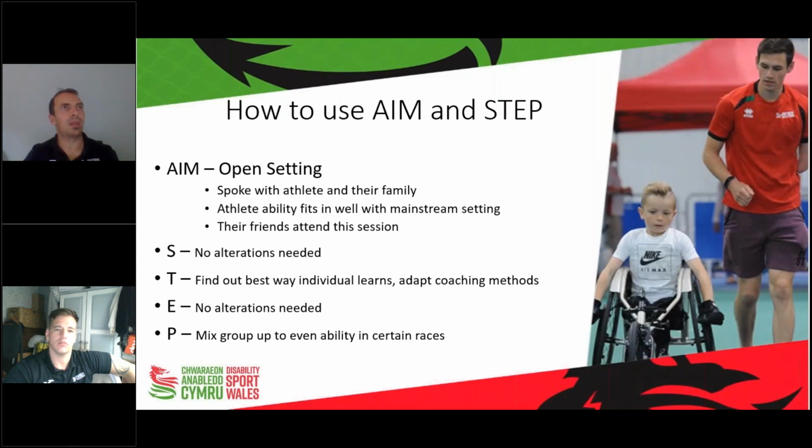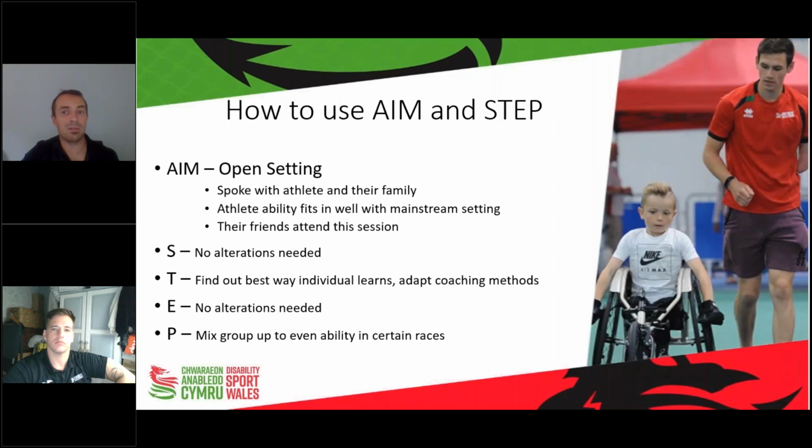Find out what gets Hannah involved and think about how I can get her enthusiastic about taking part. And find out how she learns best. Equipment, there's no alterations needed. People are mixed up to an even ability in certain races. So again, it comes back down to the person-centered thing, trying to get them racing. You get them racing against each other in certain environments, but she may feel more comfortable trying to beat her own PB, her own personal best, in other environments. So again, if she's doing a long jump, it could be trying to beat that individual jump, and then hopefully she will progress and progress and progress.